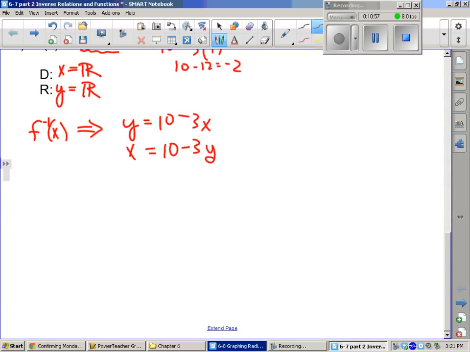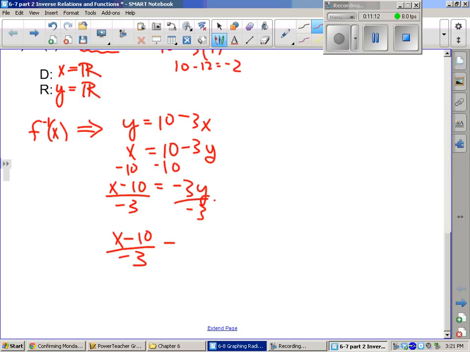So I'm going to subtract 10. So I have x minus 10 on the left and negative 3y on the right. Then I'm going to divide by negative 3. So you can leave it x minus 10 over negative 3, or you could put the negative on the top and make it negative x plus 10 over 3. I think we'll accept either one of those answers. Okay, that's the equation. So that's our inverse.